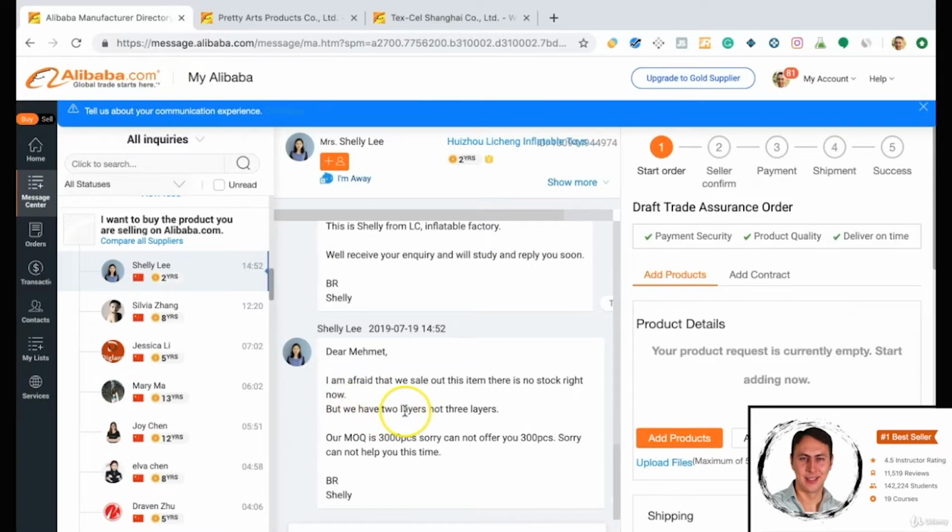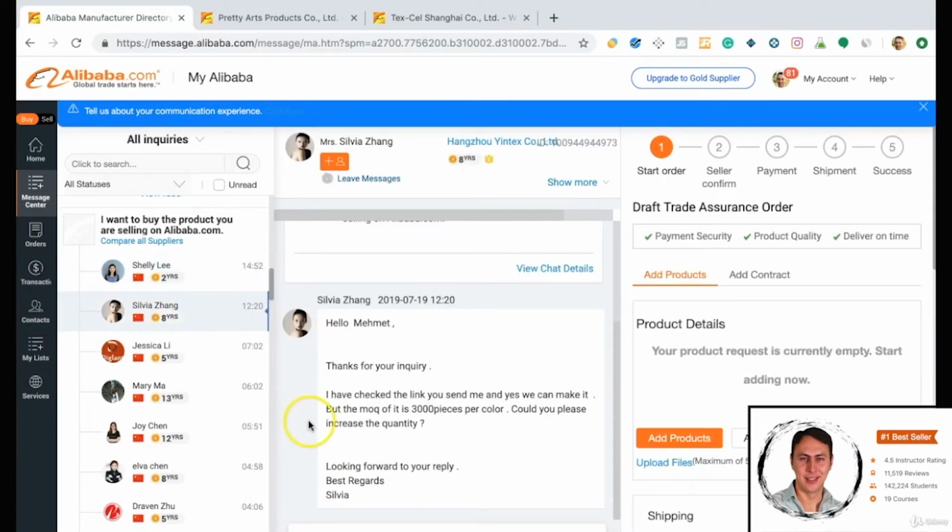This manufacturer is saying, we don't have stock for this product. We are producing 2 tiers. We asked for 300, not 3,000. And the MOQ must be 3,000 units. So we can help you with 300 units of product. We have already talked about it: it is not a good idea to start with 3,000 units of products. We should follow our criteria.